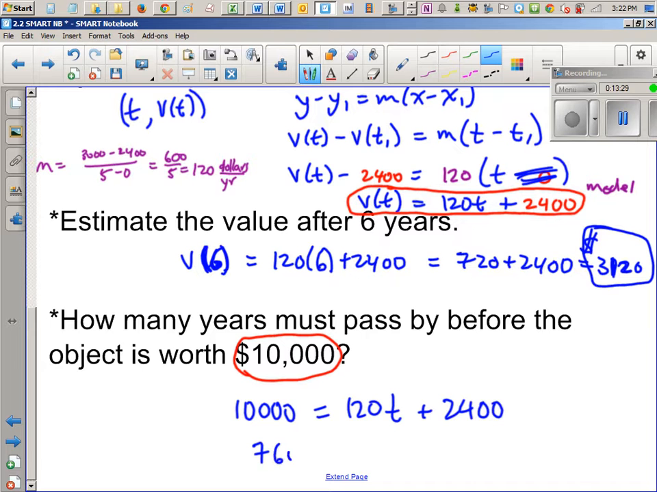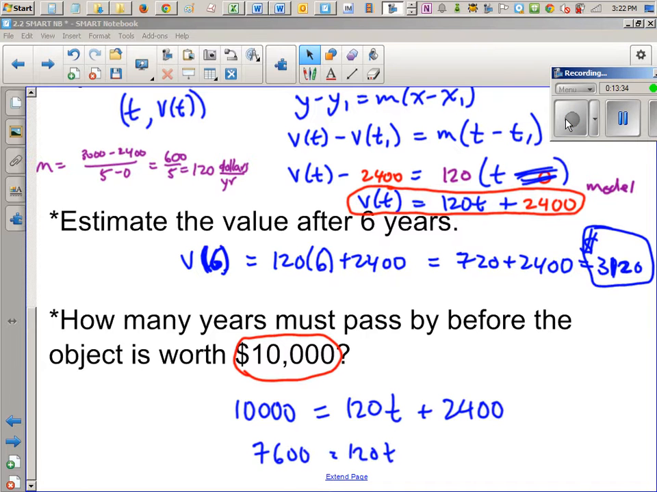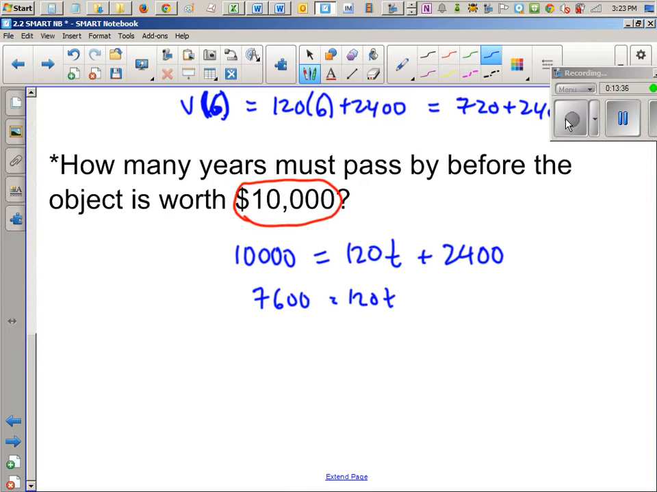Subtracting, we get 7,600 equals 120t. And dividing, we get 6.230 when you round to the nearest thousandth of a year. Notice this is a time. So basically, we have to wait about 6¼ years for the value to reach $10,000.